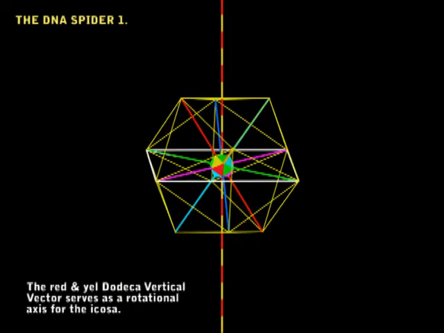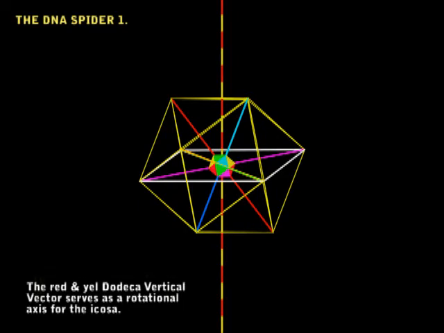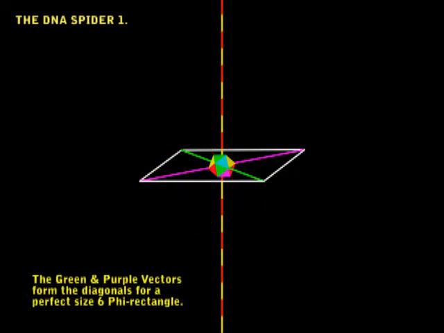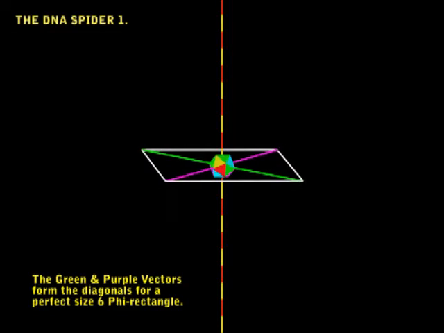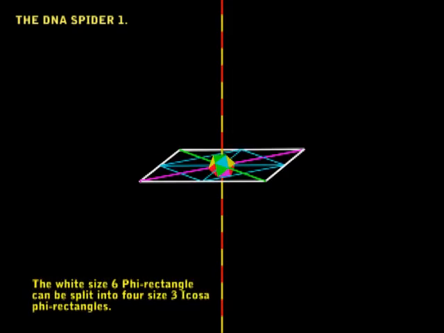Now what I'm showing is a size 6 Phi-rectangle. Now we'll just show that rectangle and the diagonals. I go into detail on these rectangles in my earlier videos, and I give all the measurements. Now in the center you can see that I show an icosahedron. The icosahedron would give a size 1 rectangle, but I'm going to show 4 size 3 rectangles.